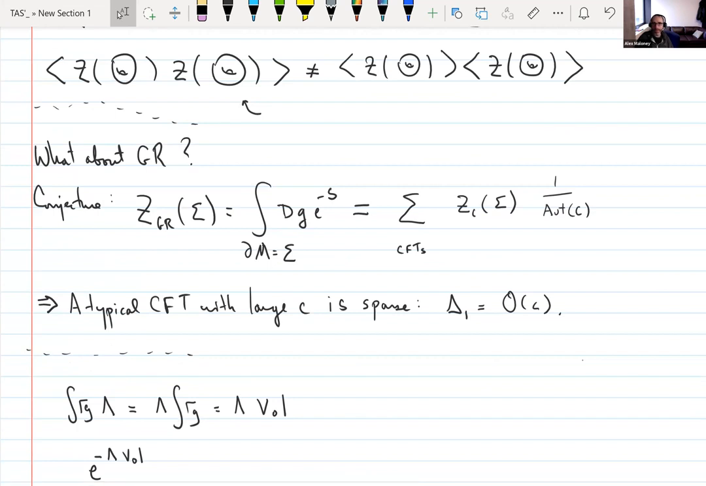Okay, great, thanks. There's more one can say. I had a paper with Netta Engelhardt and Sebastian Fischetti where we considered these sorts of things primarily in the context of JT gravity. But other people have also considered these things as well.